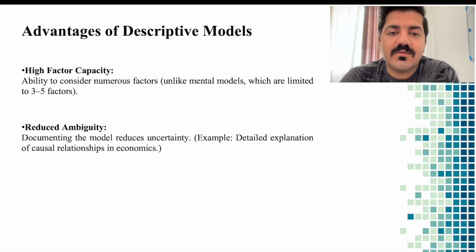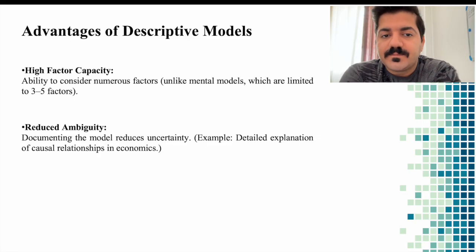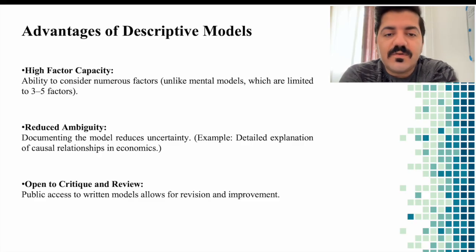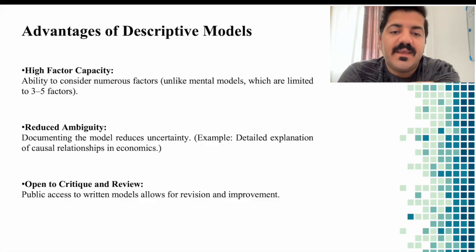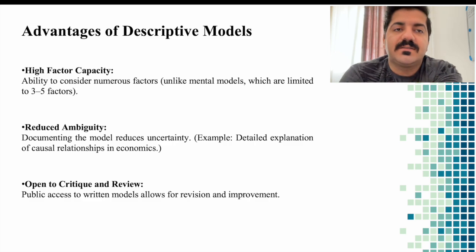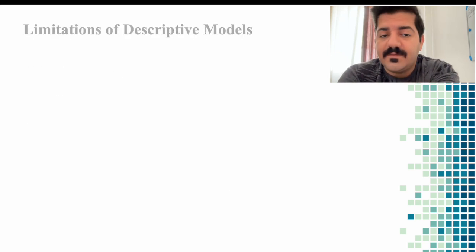Another is clearer thinking. Writing forces you to define fuzzy ideas. For example, instead of saying the market feels shaky, you list specific risks like supply chain delays or interest rates. Another is that they are teamwork friendly. Others can see, critique, and improve your models. For example, scientists publish a climate theory and other experts test and refine it.